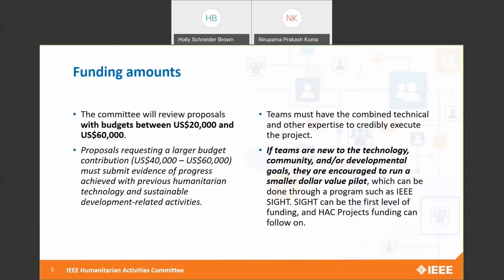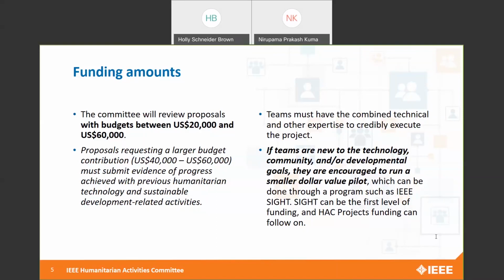So that's why we are encouraging you to do a smaller dollar value project and then go through side. And really, what that also enables is when you come with proposals that are more than $40,000 budget, we are now going to start looking at, did this project have any previous success? In the past, what we've done is we have given money to projects that have not shown previous success.